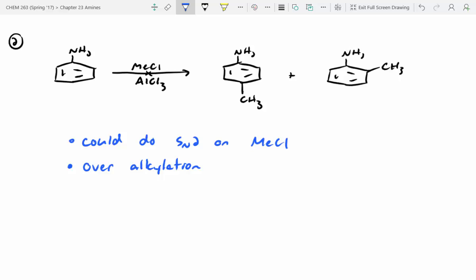You already forgot? What is aluminum trichloride? Is it a Lewis acid or Lewis base? It's an acid, it's got an empty p orbital. So Lewis acid. Nitrogen has a lone pair, it's a Lewis base. So you can actually form a Lewis acid-base adduct with aniline, which basically sequesters all of your catalyst and will slow down the reaction or prevent it from occurring altogether.